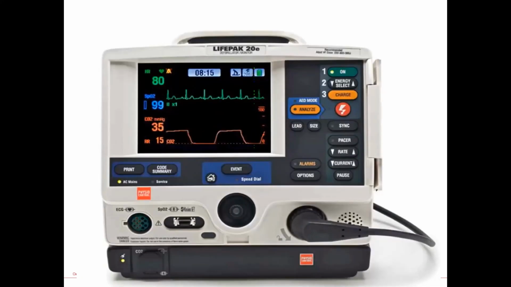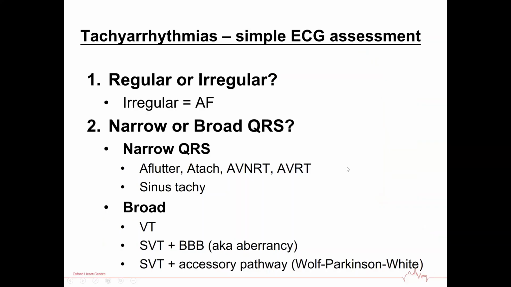This is what a LifePak looks like. There's a 15, a 20 and a 25, but they all have the same buttons on. This is the pacing function, so you have to fit the pacer once you've attached your 3D ECG monitoring and the pads. The rate is set automatically at 60. You can increase or decrease it, but 60 will be adequate. And again, then you need to gradually increase the current up until you get capture.